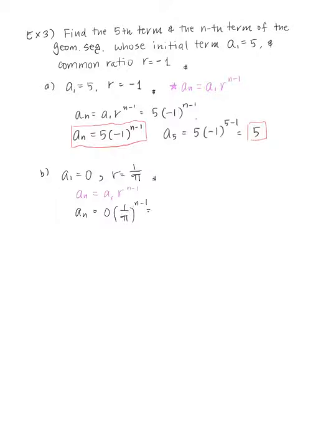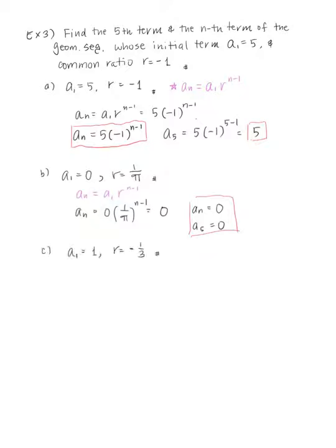Alright, so 0 times anything is 0. So our formula for a sub n looks kind of weird, but that's okay. Our a sub n is always going to be 0 no matter what the value of n is. So with that said, a sub 5 is also going to be 0. Maybe that was not too exciting, so let's take a look at another example.